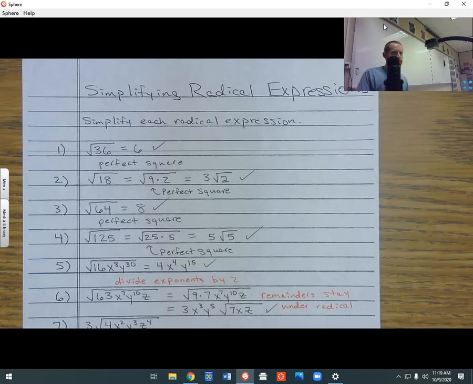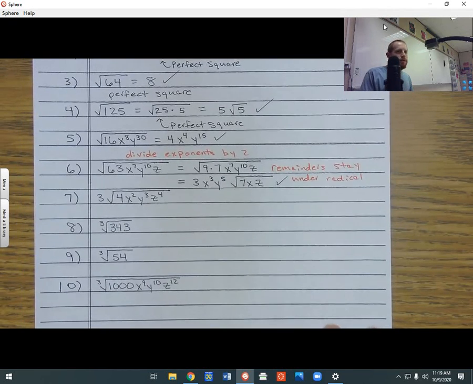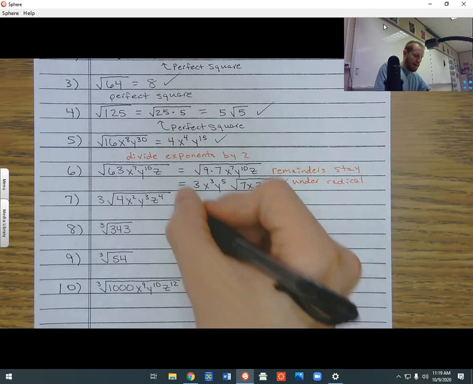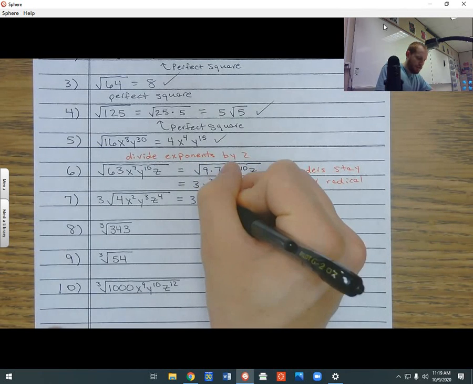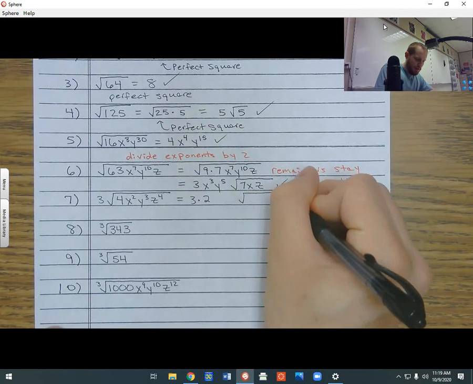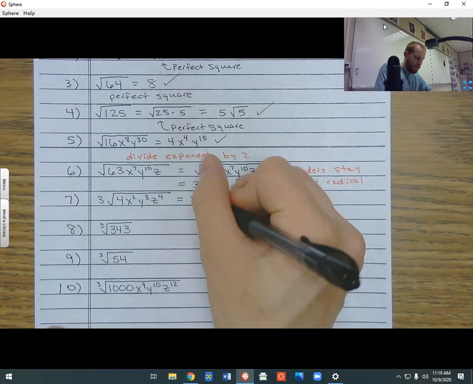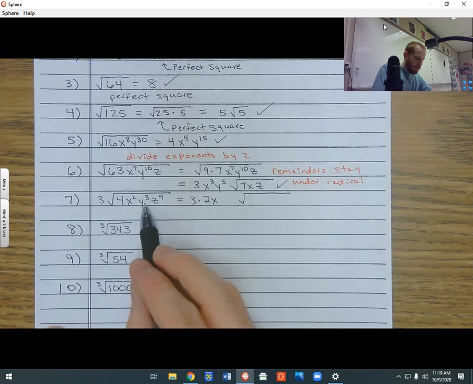Okay, let's look at the 4 remaining problems. Let's see. Okay, let's do number 7. So the 4 can come out as a 2, since the square root of 4 is 2. So I'm going to have 3 times 2 on the outside. Let me draw my square root. The x's, 2 divided by 2 is 1, so I can take out x to the 1 power. 3 divided by 2 is 1 remainder 1, so I can take one of the y's out.